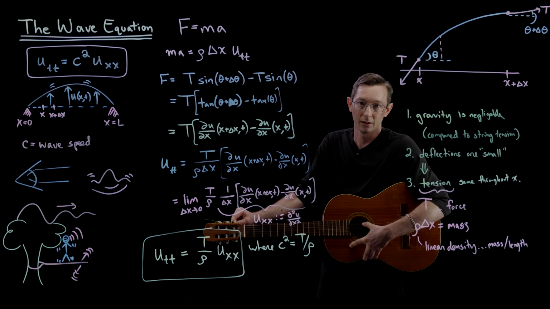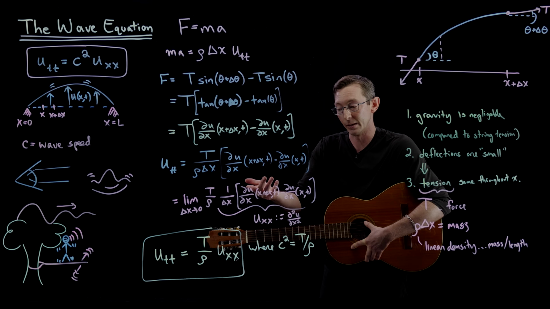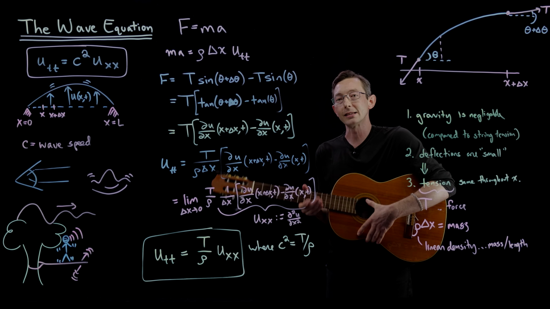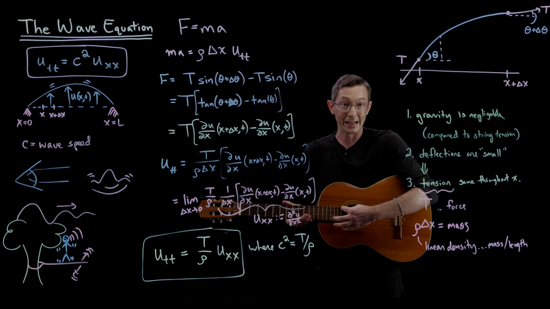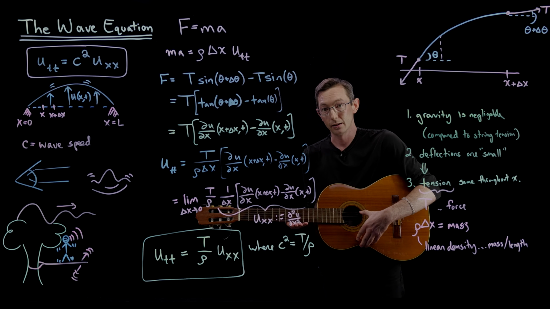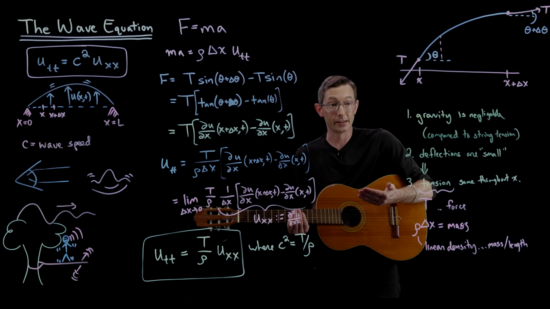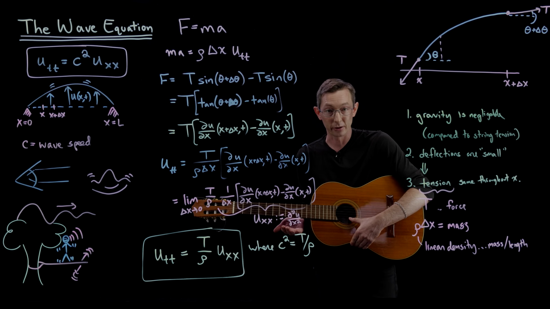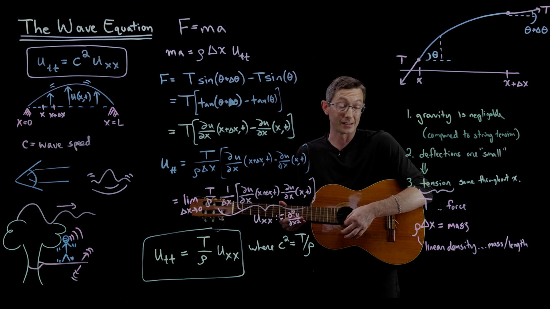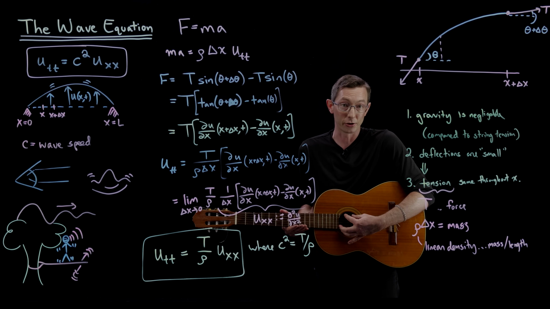Decreasing the tension makes it a lower pitch, a lower wave speed. Okay, now let's talk about the linear density. The linear density is literally how much mass there is per unit length of string. So my thicker strings have a larger linear density than my smaller string, just because the smaller string has a smaller cross-sectional area. It weighs less per centimeter than my larger string.